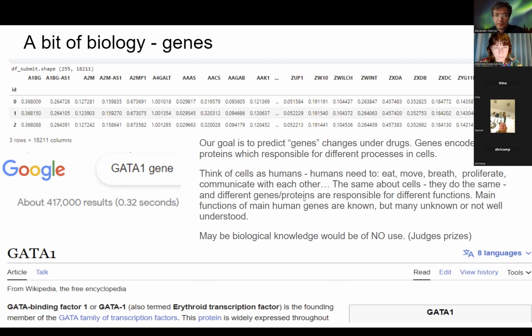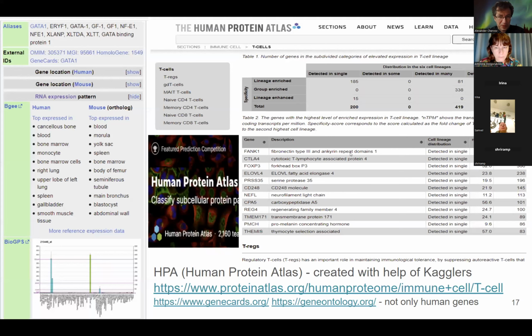But for those who are from data science, I think it's good, because maybe biologists do not have a competitive advantage. Another resource which I wanted to mention about the genes is the so-called Human Protein Atlas. What is maybe fascinating is that this resource was partly created with the help of the Kagglers.